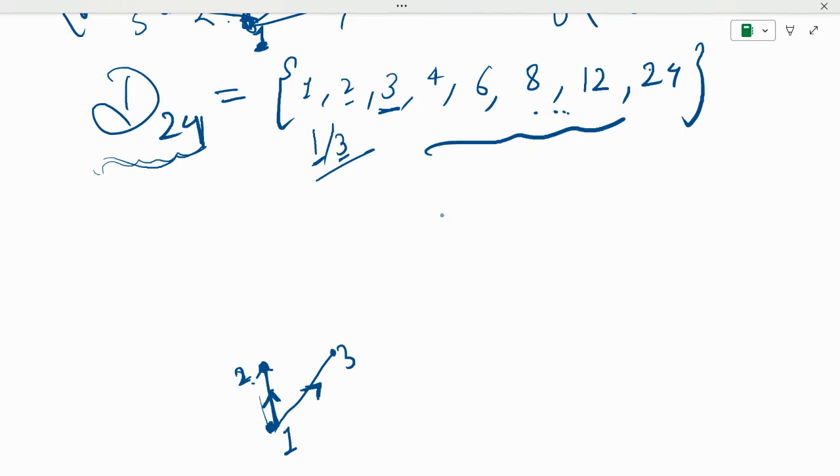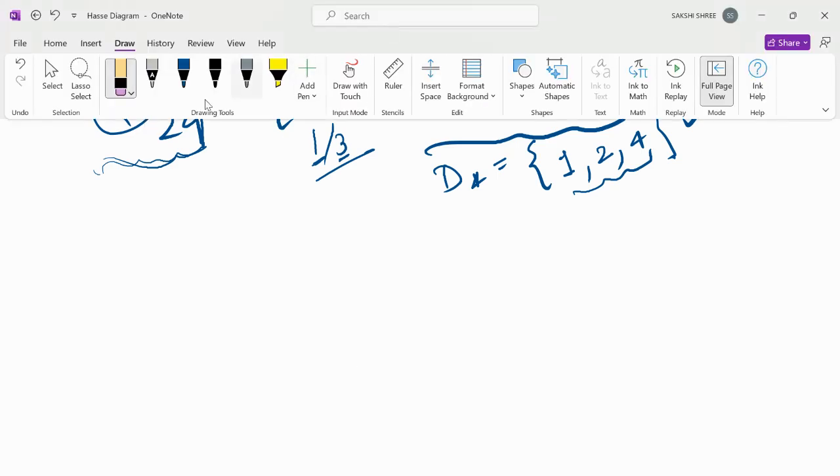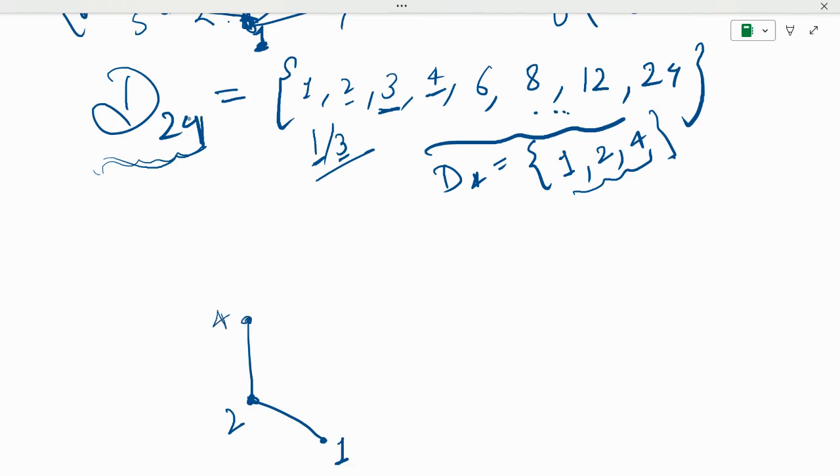Now you will see the difference, that's what I'm saying. For 4, we are taking something like D4. So for D4, 1 will be there, 2 will be there, and 4 will be there, because all these are divisors of 4. I think I need to construct the diagram in a much cleaner way. Just a second. So this was 1, this was 2, and this was 4. Okay, and this is 3.